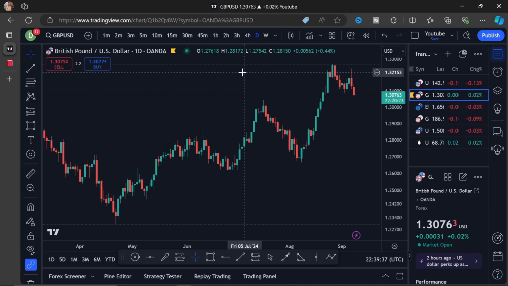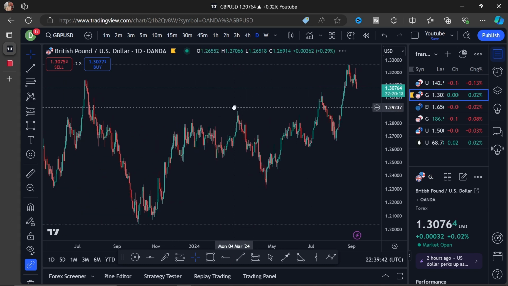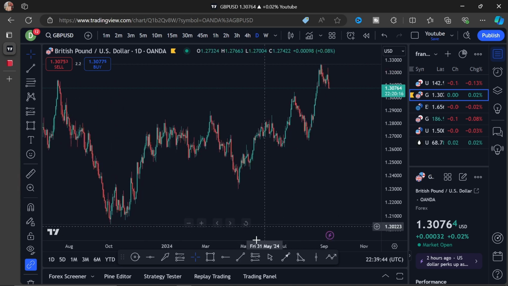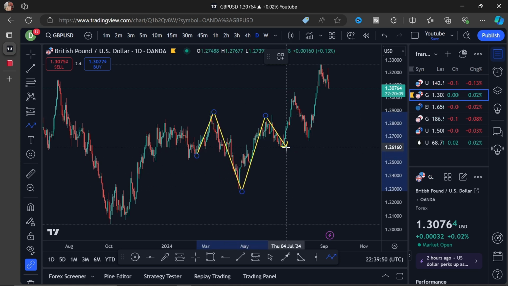Now let's use the daily and 4-hour time frame to break down this market direction. On the daily time frame, we can clearly see here that the market is moving to the upside. You can see that the market is moving to the upside here. Without any hesitation, the market is in an uptrend.